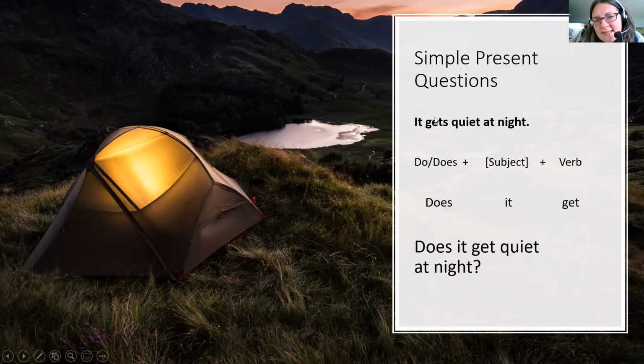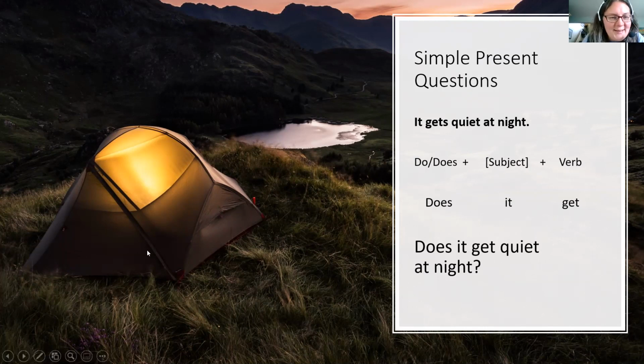Yeah, our verb in the sentence as a statement is gets because it would take the verb plus an S. But do you notice here you just use the simple present tense of the verb? You don't add an S on the end. The S gets dropped. The S actually kind of pops off the verb and gets put up front here with does. We can't have S's everywhere. We only need one. So we're going to put it up front with does, and we're going to take it off of our verb here. Does it get? And then we just put the rest of the sentence at the end. Does it get quiet at night?